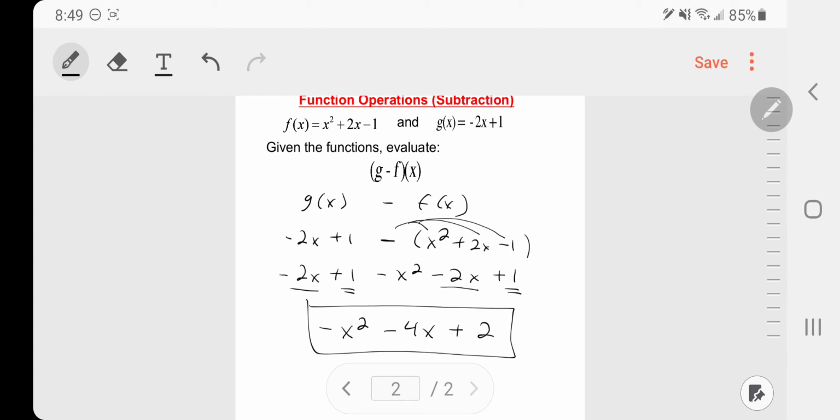Okay, so it's really not that complicated. Again, what you're doing here is you're just combining your functions, either here by adding or subtracting. In some of the following videos, we'll talk about multiplication, division, and a couple of other operations.